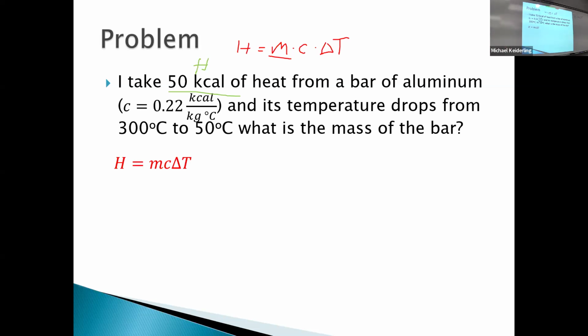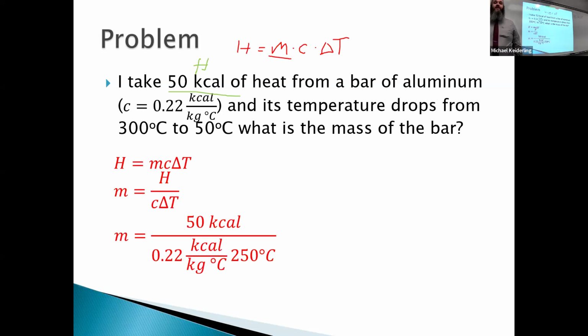The heat equals mass times heat capacity times change in temperature. The mass equals heat over heat capacity times change in temperature. 50 kilocalories divided by 0.22 kilocalories per kilogram degree Celsius times 250 degrees Celsius is 0.91 kilograms.